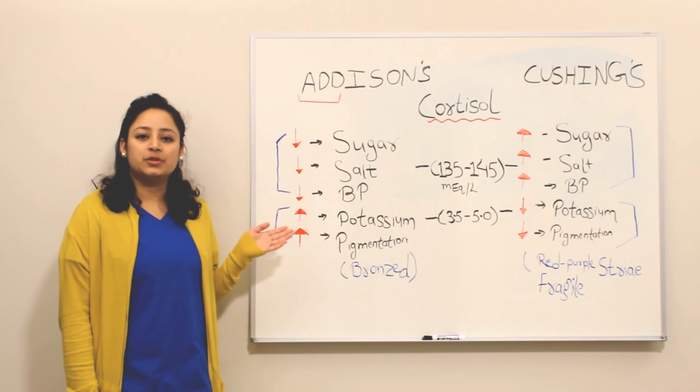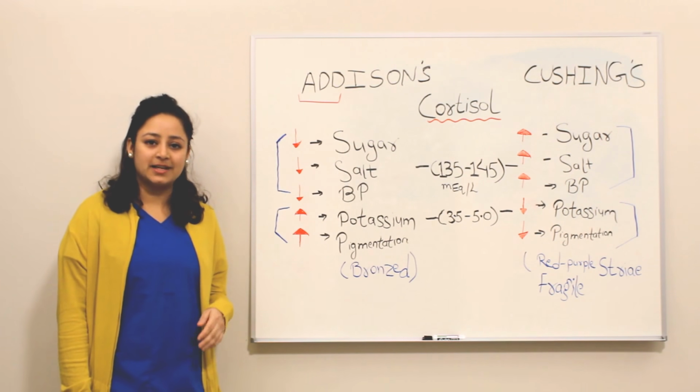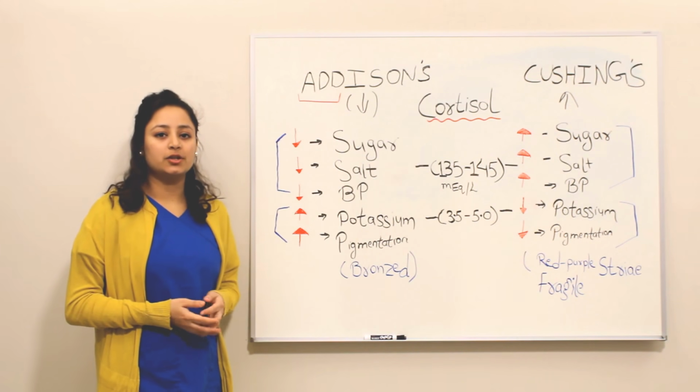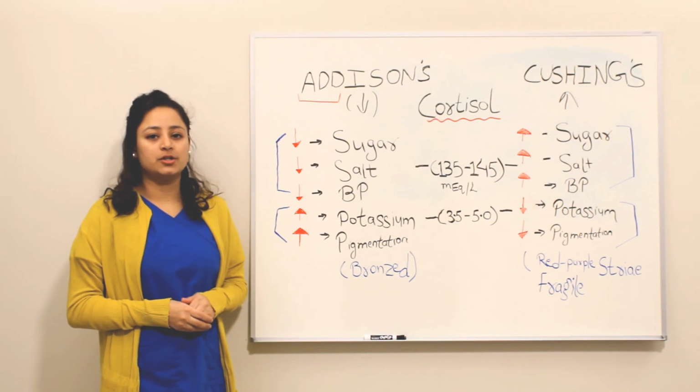And this is very important for the SATA question. I have already discussed SATA questions in my previous video. We know that in Addison's disease there is decreased secretion of cortisol hormone, and in Cushing's disease there is increased secretion of cortisol hormone.